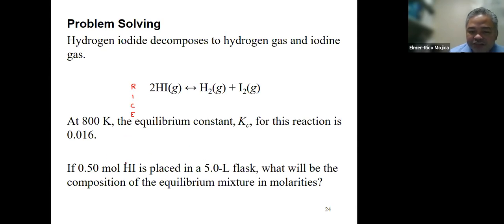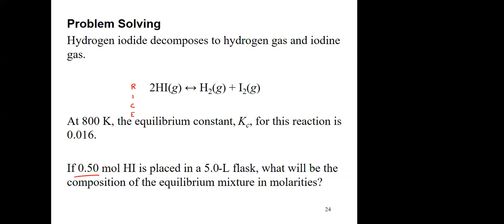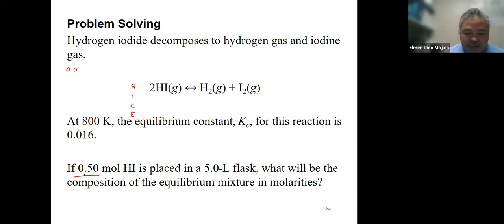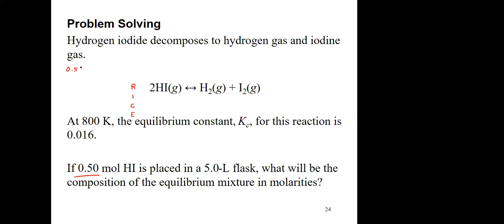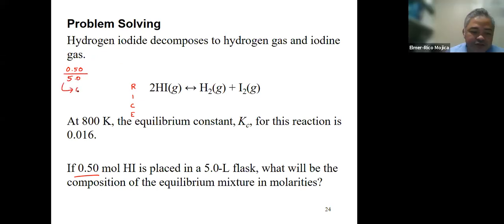So what's the initial concentration? Is it really 0.5 moles? Anyone? 0 for both HI and H2. Okay, but is the concentration really 0.5 moles, or do you have to do some calculation for that? It would be 0.5 divided by 5 liters. So that's giving you 0.1 molar. So that's a 0.1, and this is a 0.